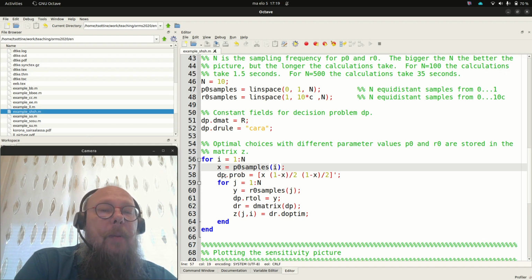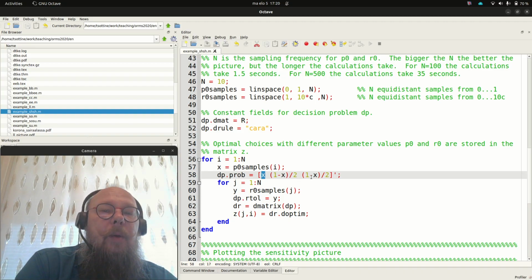And then the decision problem, its probabilities will be x, (1 minus x) over 2 and (1 minus x) over 2. So this was P0, Q0, Q0. And again, this is a column vector, so this is the single quote there. Remember that it doesn't work if you forget this little quote mark. Again, everything ends with a semicolon. So for each P0 sample, x will be the probabilities, and the decision problem will be with these probabilities.